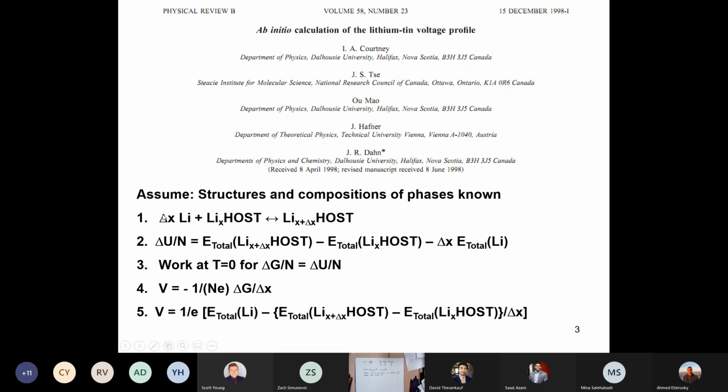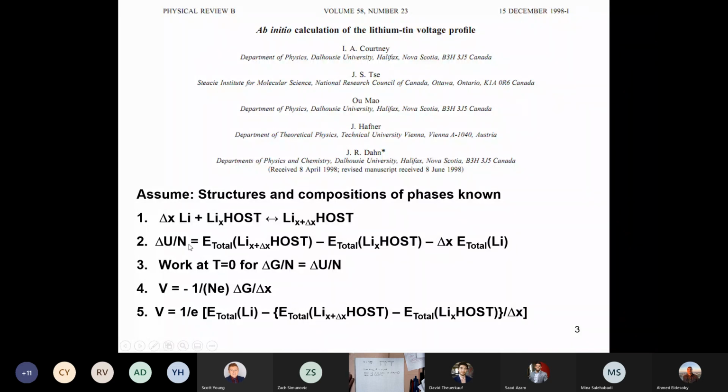Okay, so how do you get the voltage curve? Okay, so you say, look, I know the reaction that's taking place in the battery. I have a host, all right? It starts as tin, and I can add lithium to that host, a certain amount of delta X lithium. I add to a host that may already have some lithium. If it's already lithium 2 tin 5, it already has some lithium in there. So I add some more lithium, and I get a host that has more lithium in it. So that's the reaction that's going on in the battery when I add delta X lithium to Li_x host.